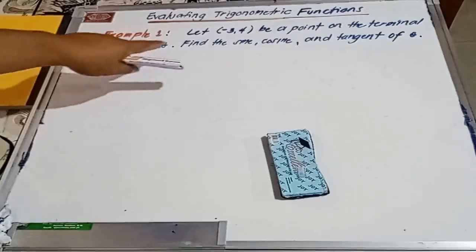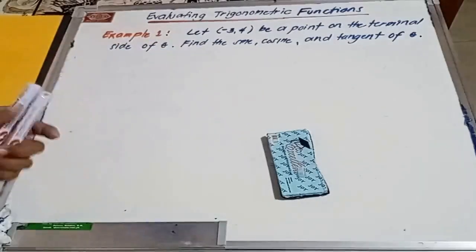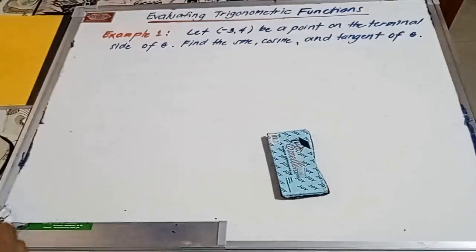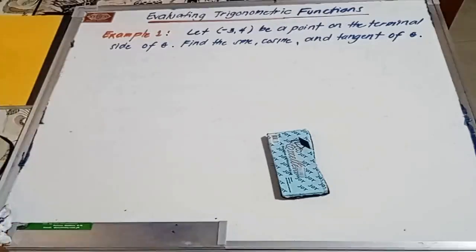It says, let negative 3, 4 be a point on the terminal side of theta. Find the sine, cosine, and tangent of angle theta. Kunin na rin natin yung other three. Okay? But before that, let us first have a review of the first video na pinakita ko sa inyo kanina. Ano yun?